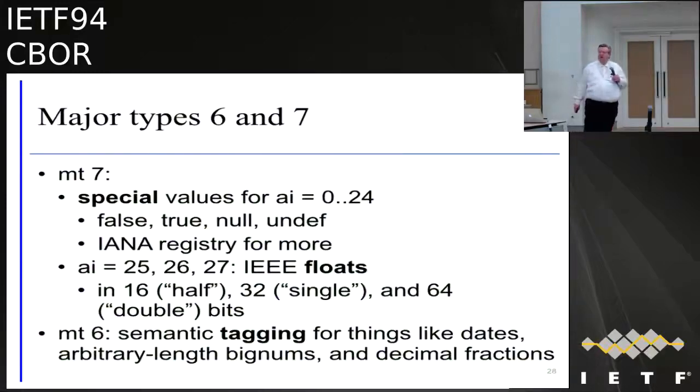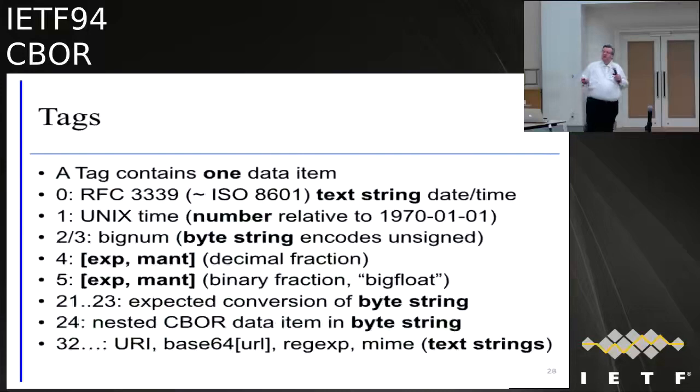And finally, tags. That's an interesting idea. So how do we make this format extensible? We defined one major type which allows you to associate a number with a value. And those numbers, well, these are registered values, and they tell you what that value actually is. So for instance, number 0 means the value is a text string that is structured according to ISO 8601 in the RFC 3339 form. 1 means this is a Unix time, a number of seconds relative to 1970 January 1st. We have big nums, we have decimal fractions, big floats, and a few other things that not everybody needs, but that are useful to have predefined if you need them.